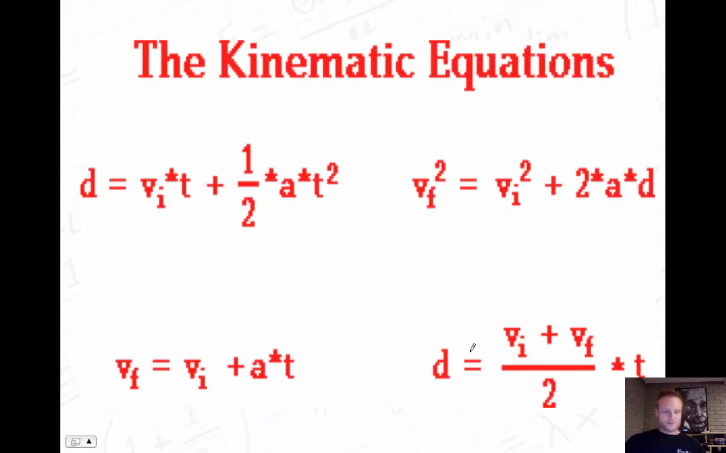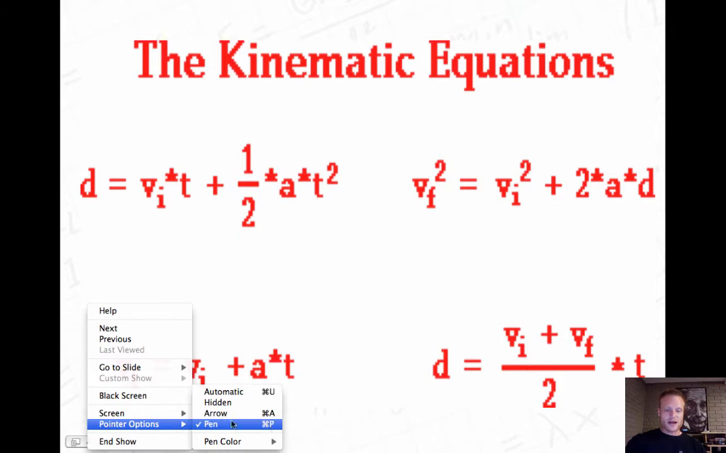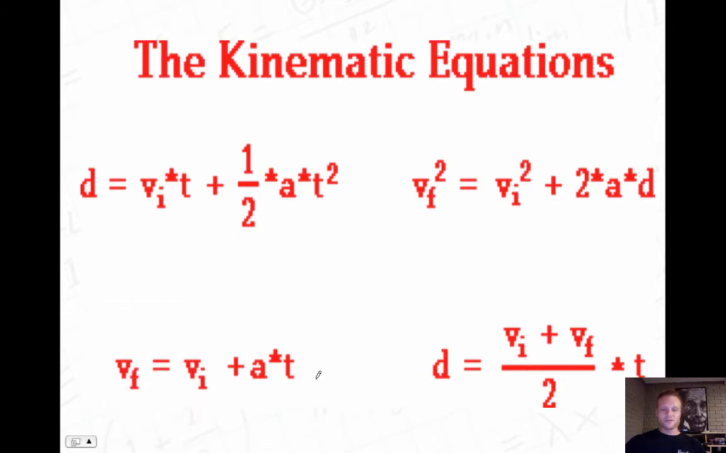Let me change pen colors here. So this is the first one, and there's really no order to it. You could call it the fourth one if you want, but the first one says distance equals v initial, which is the initial velocity, times time, plus 1/2 times a times t squared.